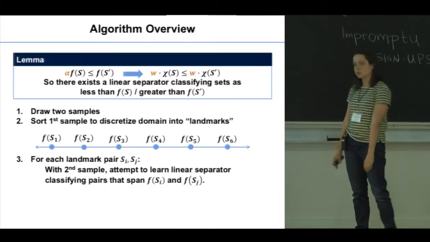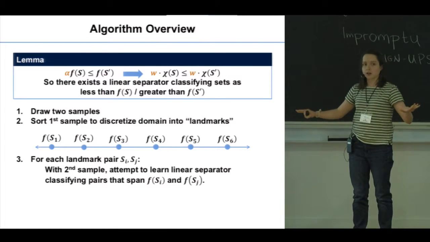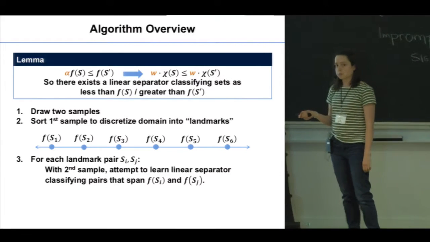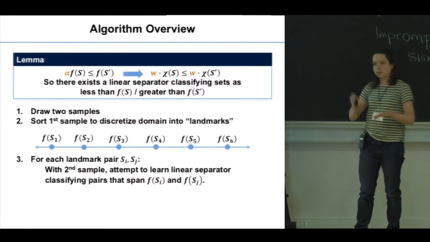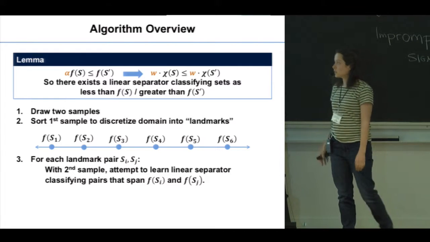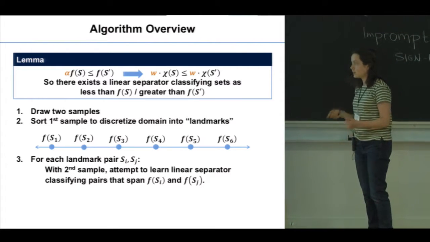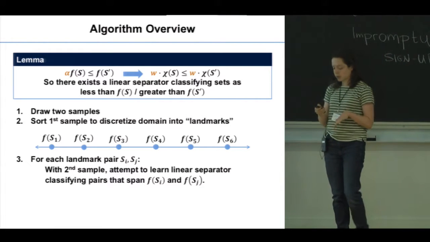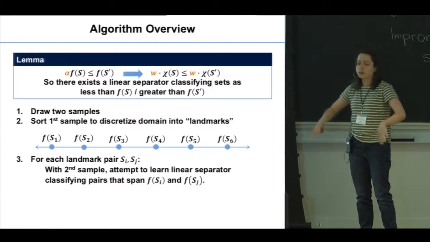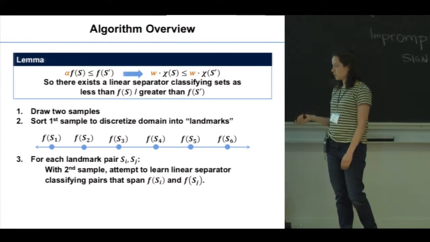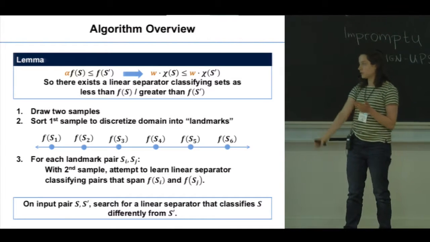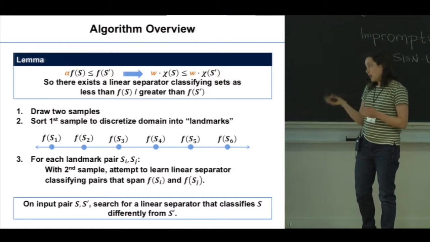I draw two samples, and I use the first sample to discretize the range into what we call landmarks. Then for each landmark pair, I attempt to learn a linear separator that classifies sets which span that landmark pair. I know from my lemma that if these two landmarks, S sub i and S sub j, are an alpha factor apart, then indeed I can learn this linear separator. All that remains is, on an input pair S and S prime, I search for a linear separator that classifies S differently from S prime.